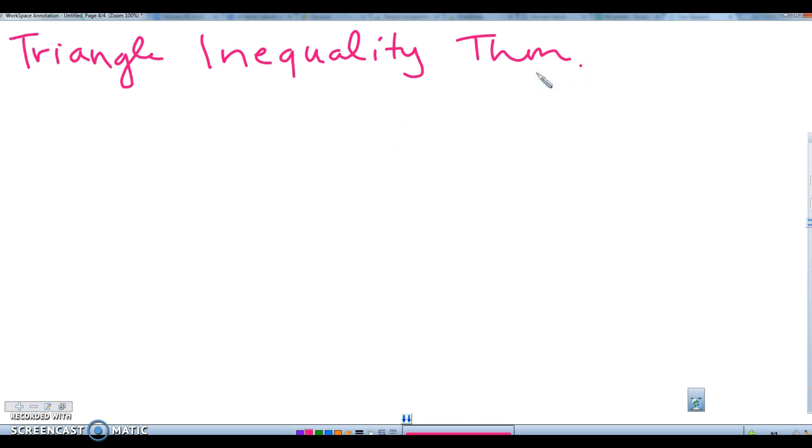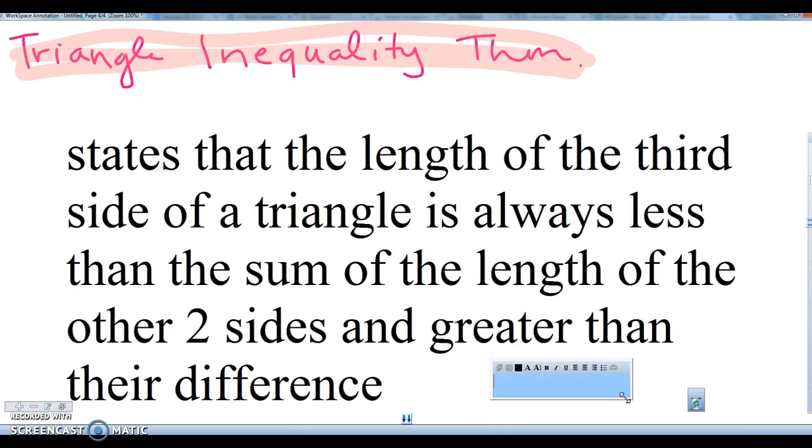Okay? And the triangle inequality theorem is super important. Because it says the following: the triangle inequality theorem states that the length of the third side of a triangle is always less than the sum of the other two sides and greater than their difference.